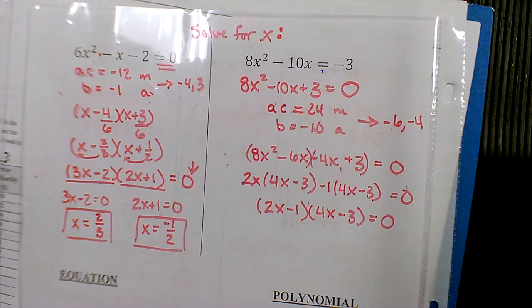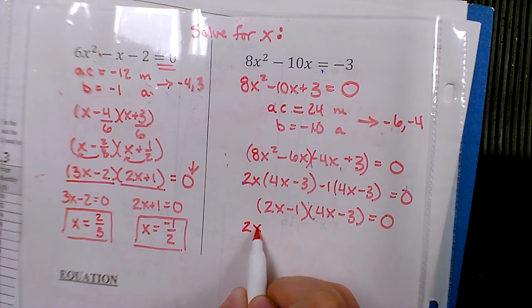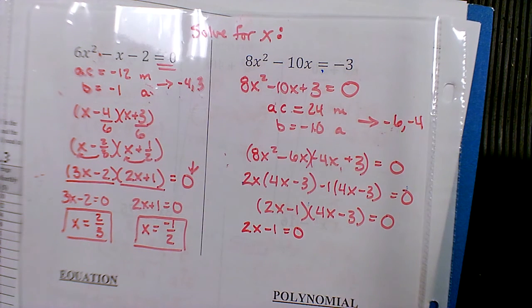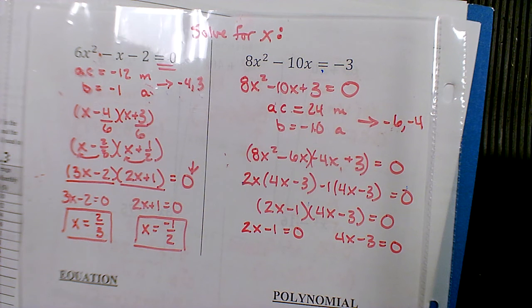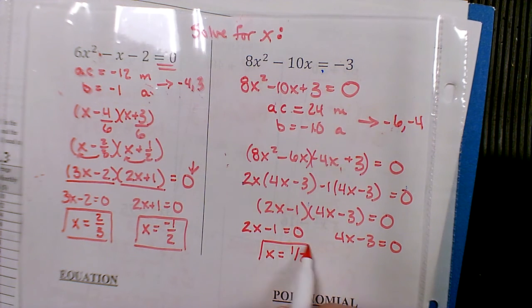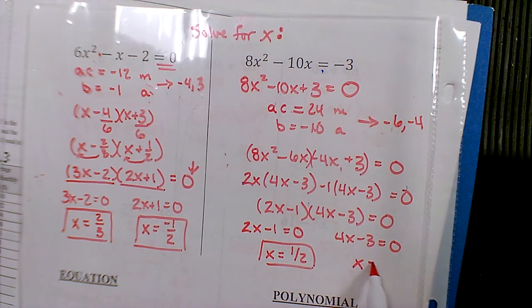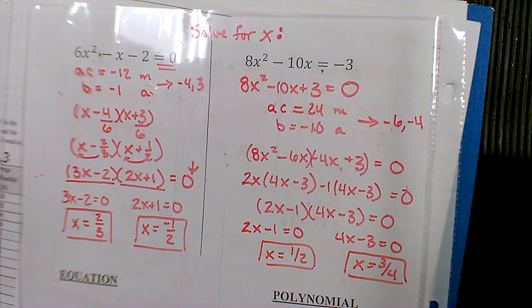So now that we have our factors and we know the answer should be 0, we have to figure out when the first factor equals 0 and when the second factor equals 0, because one of them has to be. We don't know which one, so that's why we're going to check both. In the first one, we can add the 1, divide the 2. And in the second one, we can add the 3, divide the 4. We doing okay?